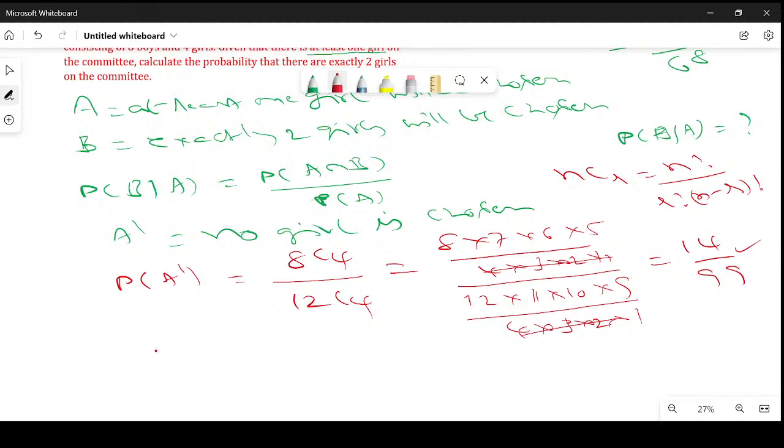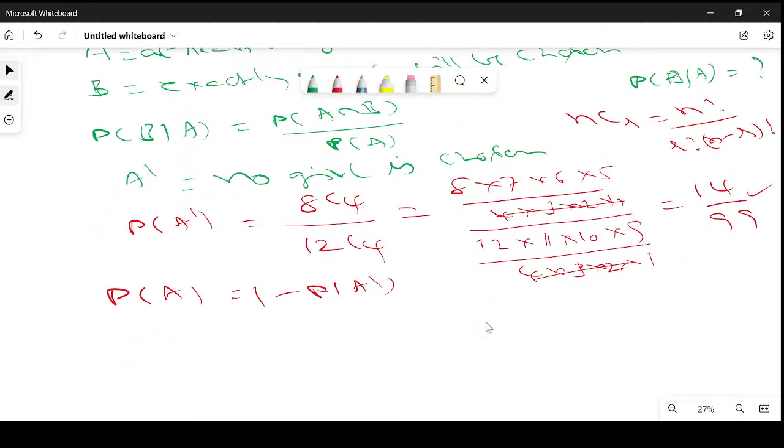Now automatically I can find P of A. What is P of A? It is 1 minus P of A dash, the probability of A dash. So 1 minus 14 by 99. It will come 99 minus 14, which is 85 by 99. It comes like this. Now you find P of A intersection B.